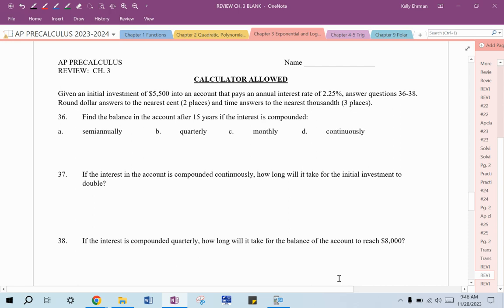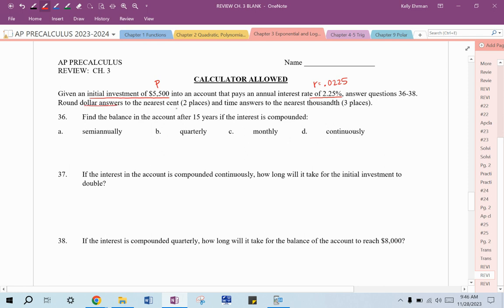All right, for the calculator portion of this chapter 3 review, the first thing we're working with are the compound interest formulas. So this says given an initial investment of 5,500, that's the principal, into an account that pays an annual interest rate of 2.25%. So change that to a decimal. R is 0.0225. Answer questions 36 to 38.